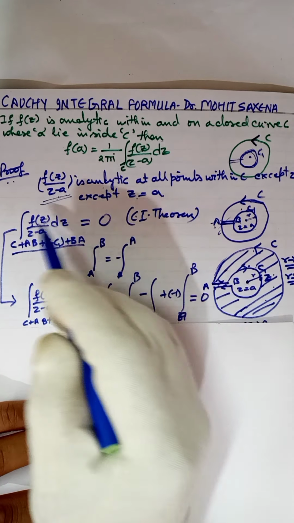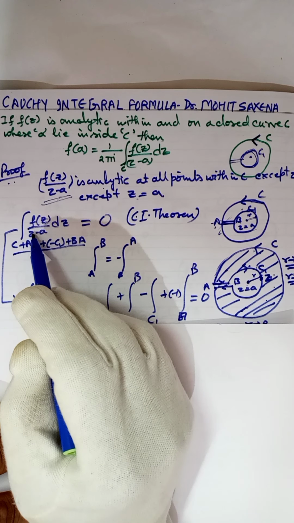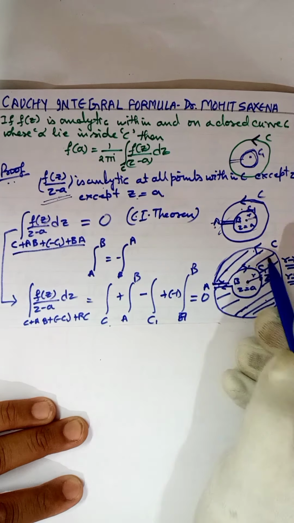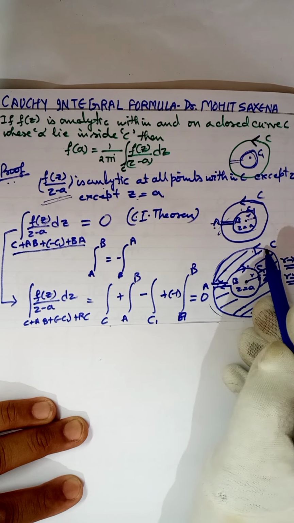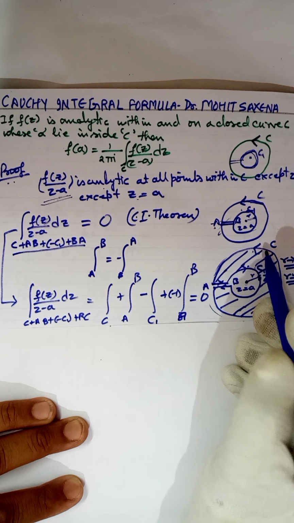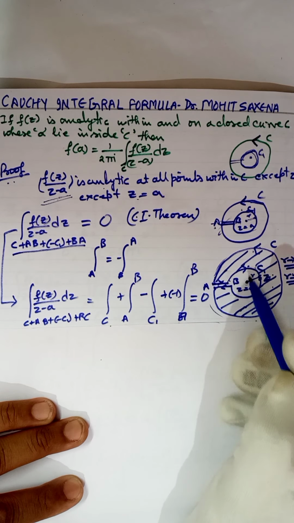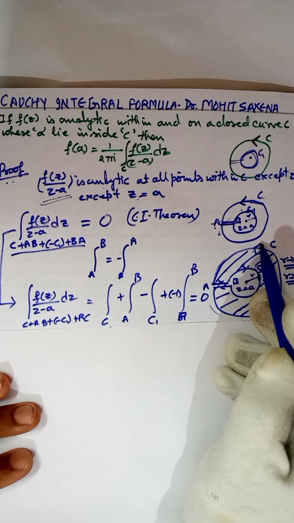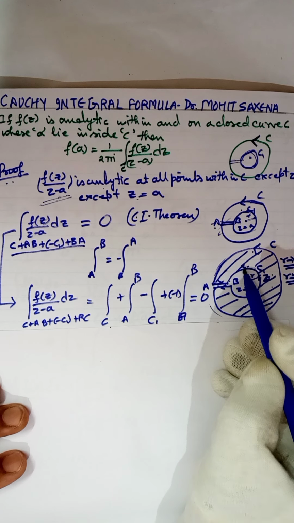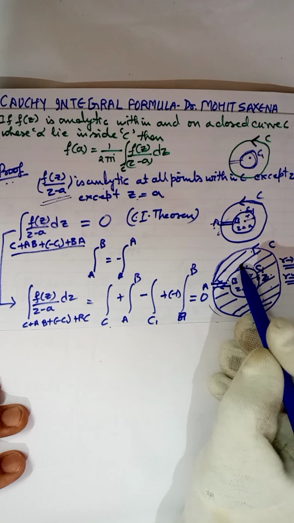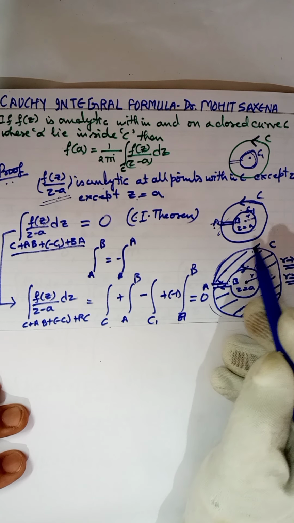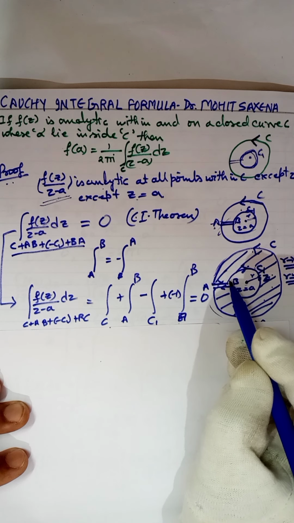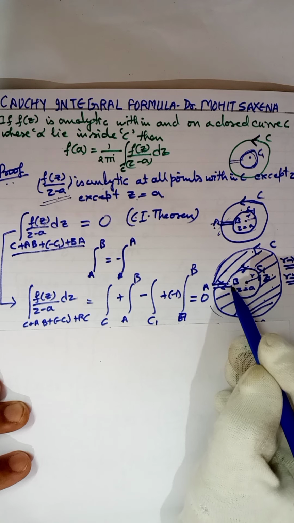And what is the statement of Cauchy integral theorem? The integral of f(z) upon z minus a, dz, is equal to 0 over a closed contour, the whole region bounded by these curves. These curves are the combination of 4 branches: C, A to B, C1, B to A. Now a special point is there. The direction of C is anti-clockwise and the direction of C1 is clockwise. We always take anti-clockwise movement as positive, so if this direction is considered positive, then the direction of C1 is considered negative.